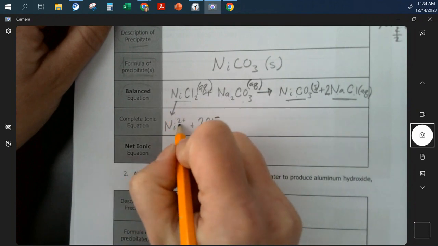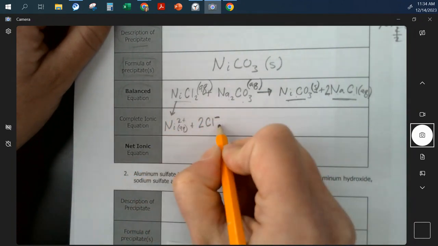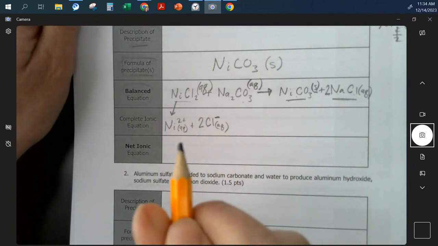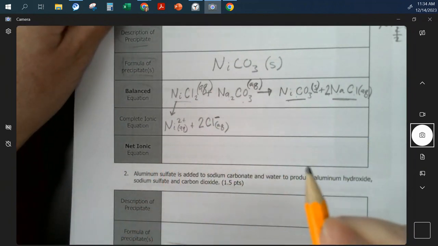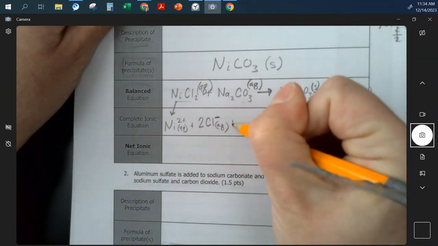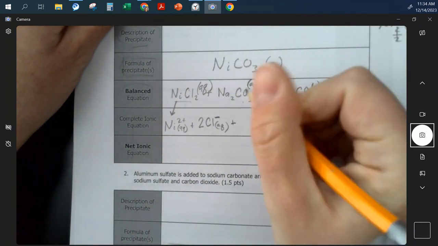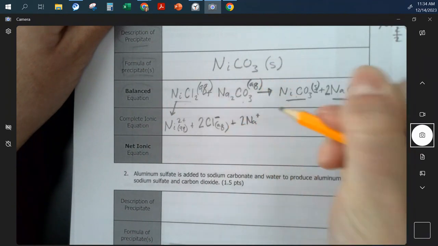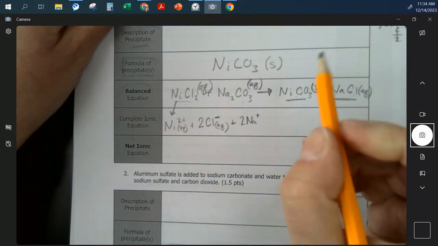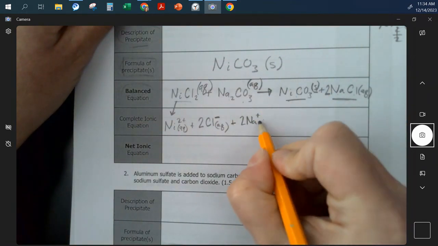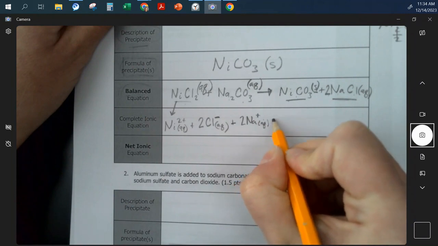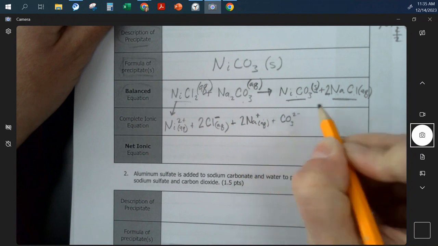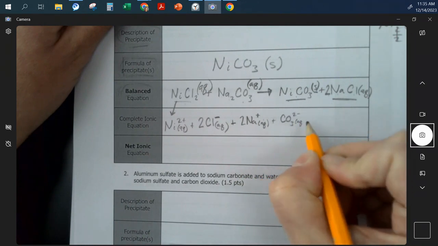They're also aqueous, so we need to write that as we go. These are aqueous. This is going to take a lot of space, so I should probably have written smaller. Then we have this one. This one is aqueous, so we have 2 sodium ions, 2 Na+. And what was our carbonate ion charge? 2-. Good. So we just have one of those. CO3 2-, that's aqueous.